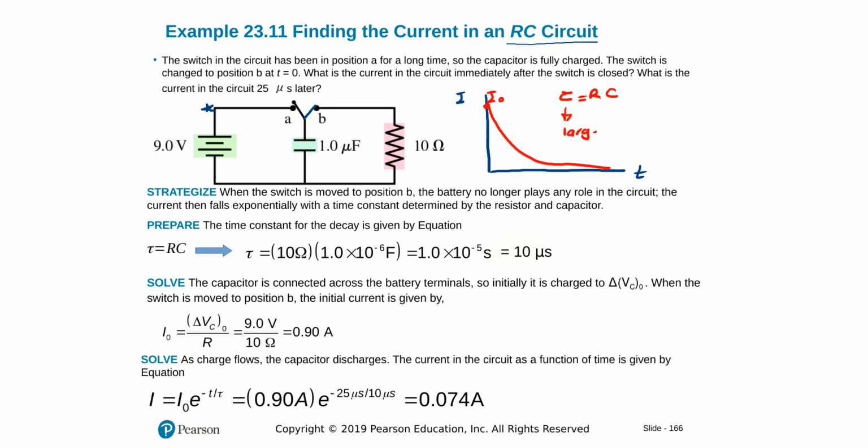If we have a large tau or time constant, the drop will be slower because it will take a longer time for this tail to end up at zero. Large time constant, slower drop, and small time constant, faster drop.